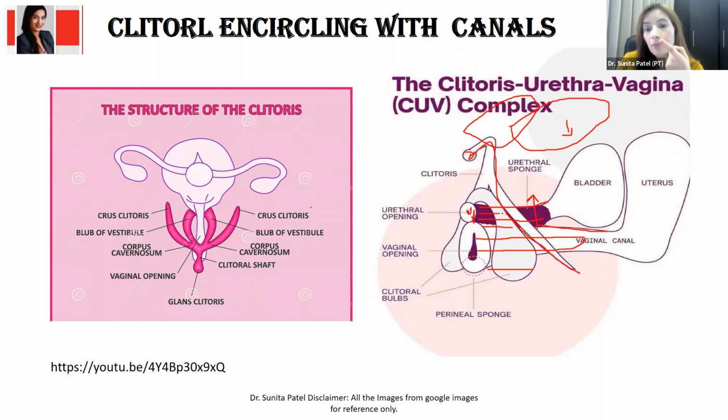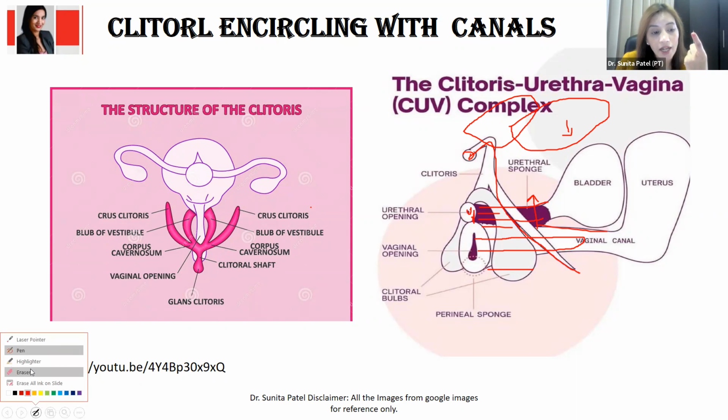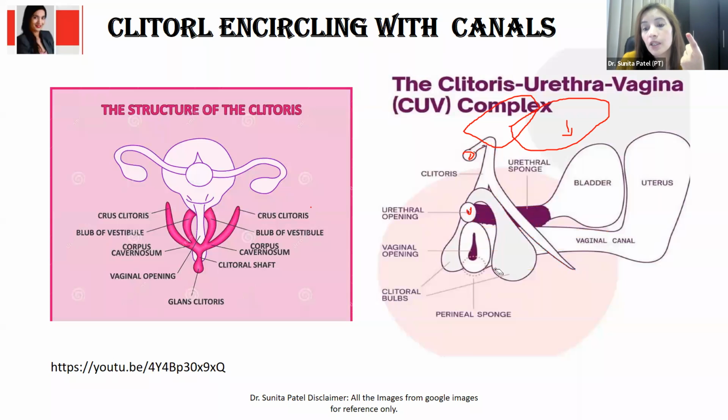And if you move your finger, not to 12 but to the sides, it will be 1 o'clock. It can be 1 o'clock or 2 o'clock. That is a position where we can touch the bulb of the vestibule, this clitoral structure. The vagina is like a condom. It's like a collapsed structure. It can stretch too much.